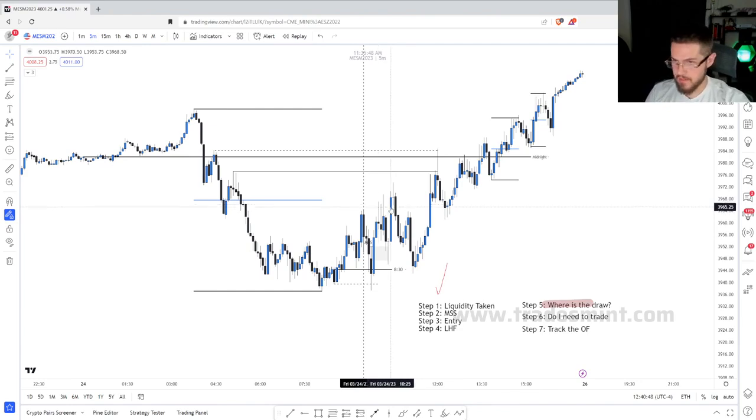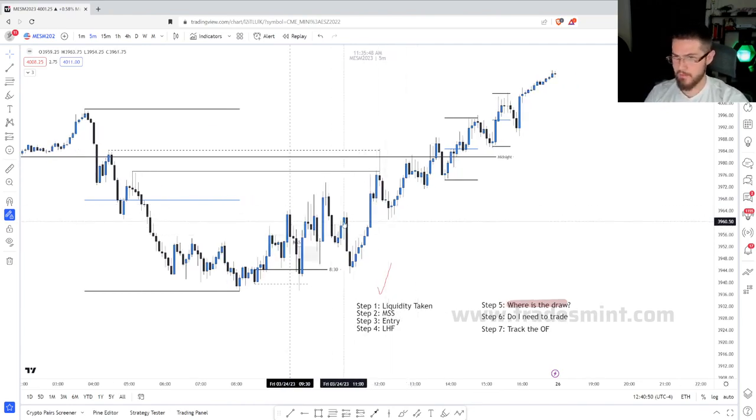Like, where are the ports at? Where's the docks at in this river? You go, okay, breaker block, fair value gap. Okay, cool, there's an entry. Okay, every time the price comes into discount or every time sell stops are taken, I'm looking for an entry. But you're not going to do that if you're not confident in your draw.